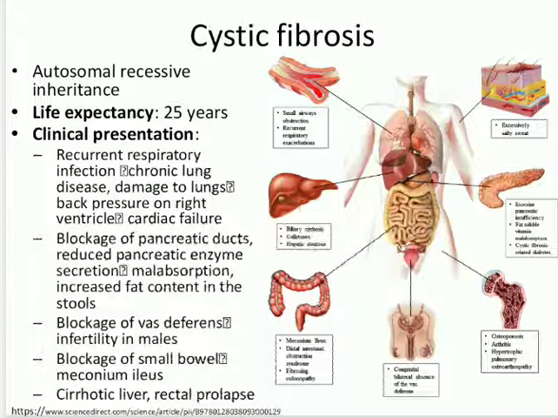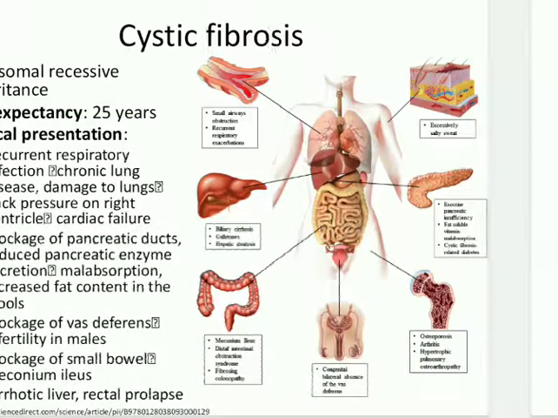You know that the pulmonary trunk from the right ventricle is carrying deoxygenated blood to the lung. So whenever the lung is affected and in a chronic state, then there will be back pressure on the right ventricle leading to cardiac failure. And the pancreatic duct and pancreatic enzyme secretions are reduced, so that leads to malabsorption and increased fat content in the stool, and vas deferens is blocked, and that leads to infertility in males. Small bowel is blocked, so meconium ileus is caused. Cirrhotic liver and rectal prolapse are some of the manifestations.